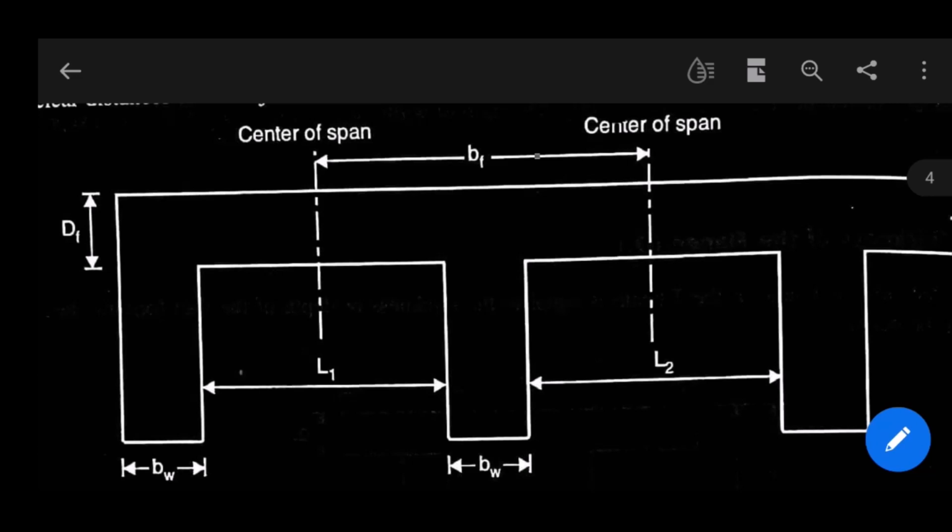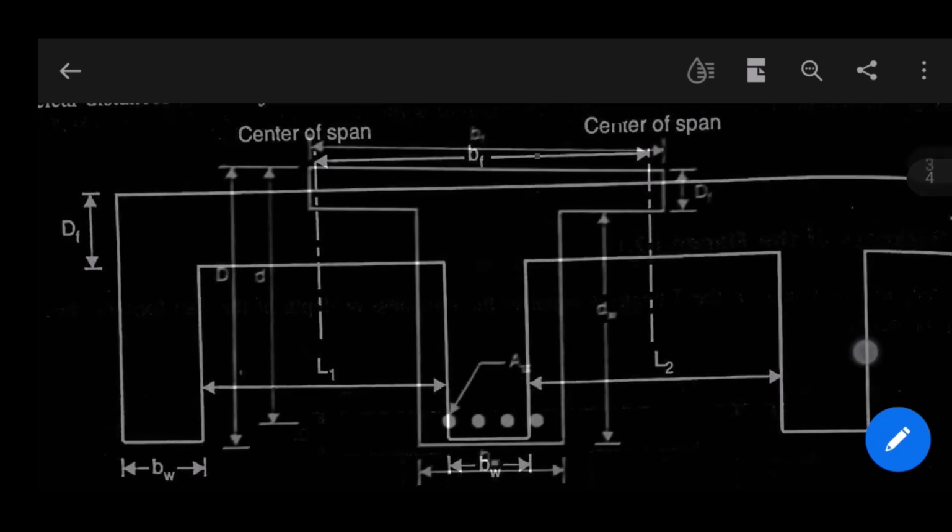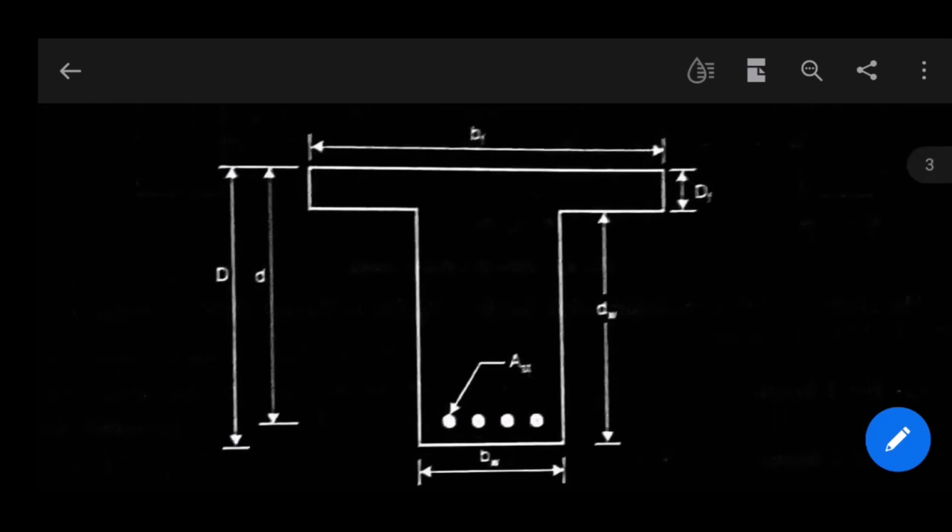nearby midspan, the flange portion, which is part of the slab, acts as a resisting part along with the rectangular beam for the applied bending moment. But this flange portion is effective in resisting the bending moment only; for shear force, only the web is effective. Okay. Look, this is the T-beam.